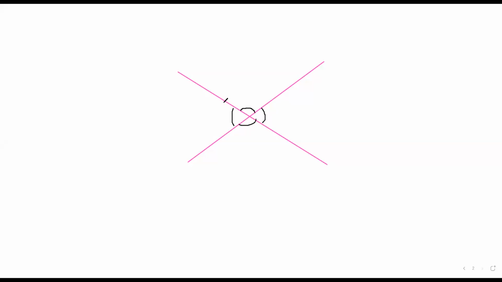And of course, when you sum up these angles, they should add up to 360 because of the circle. And if you add up angles on a straight line, they should add up to 180. Okay, so those are key important facts.